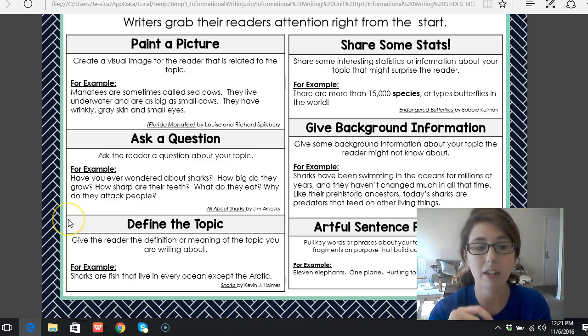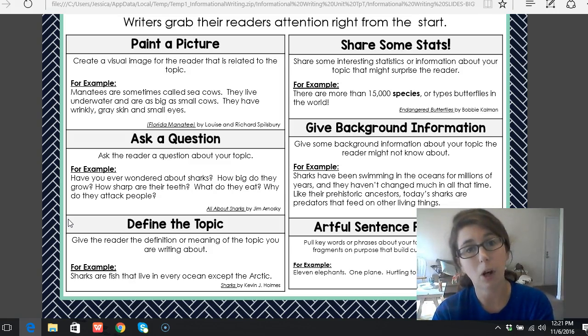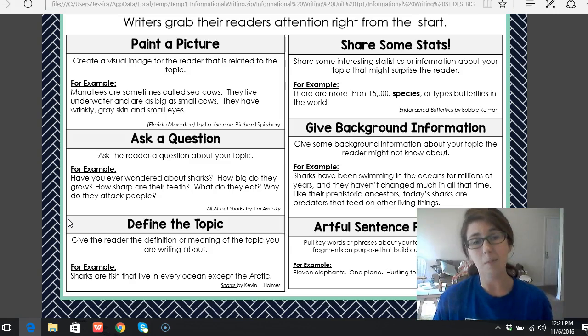The next one, define the topic. Give the reader the definition or meaning of the topic you are writing about. For example, sharks are fish that live in every ocean except the Arctic. Now, most people already know what sharks are about, but depending upon this person's audience, maybe they were doing this for a younger reader who might not know what a shark is.